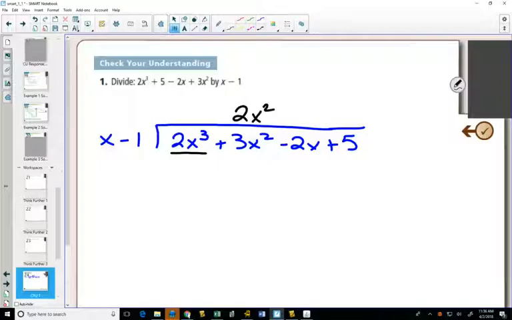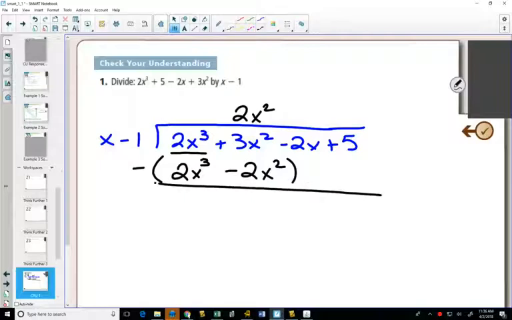Right? Because if I multiply 2x squared times x minus 1, what's 2x squared times x? I get 2x cubed. And if I multiply 2x squared by the minus 1, I get a minus 2x squared. Our goal is to get that first term to be the same, because when we subtract, which is the next step in long division, our 2x cubed minus 2x cubed will be 0. And our 3x squared minus a negative 2x squared will be plus 5x squared. And the other values are just minus 0, so they'll just come down.